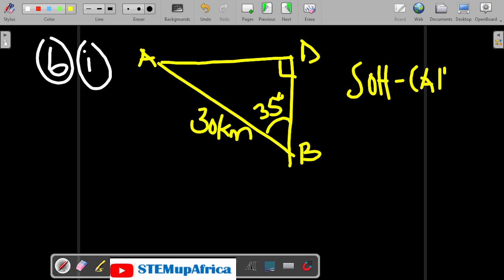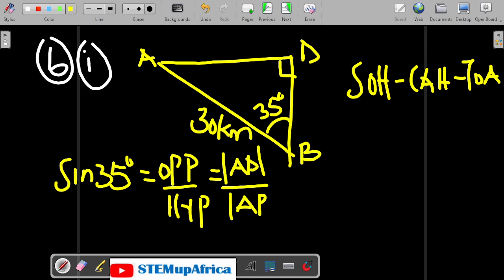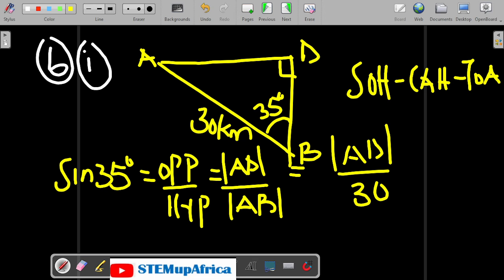I will apply SOHCAHTOA to find AD. So we are using opposite over hypotenuse, which is sine. So I'm going to have sine 35 degrees equals the opposite over hypotenuse. So who is the opposite now? It's line AD. Who is the hypotenuse now? Line AB. So this will give us line AD over 30.